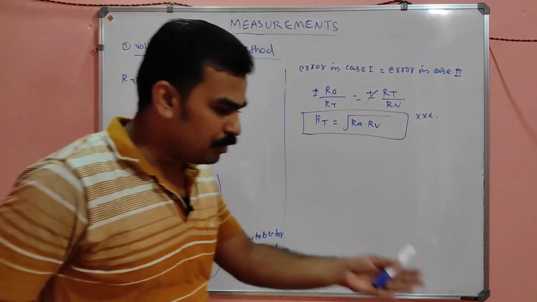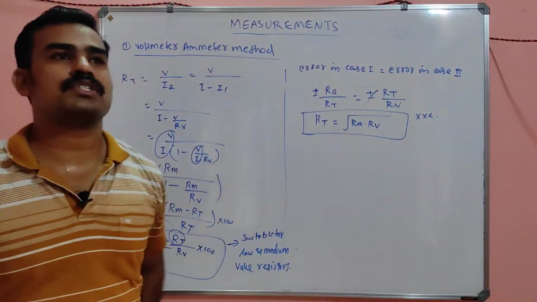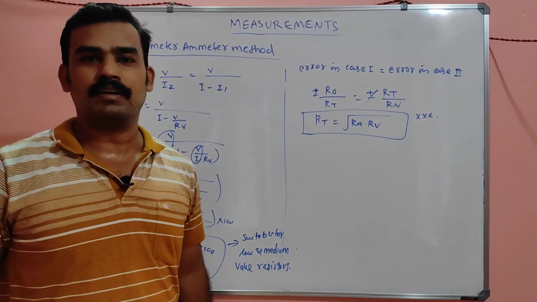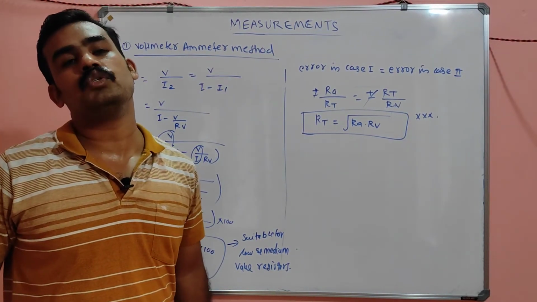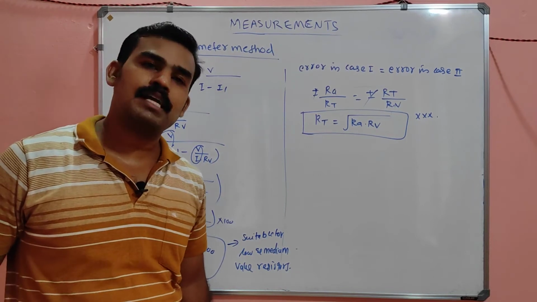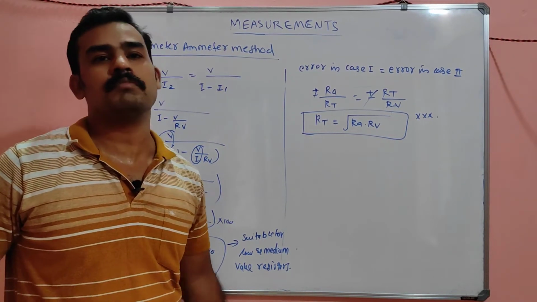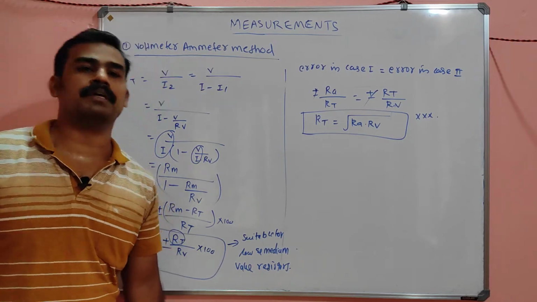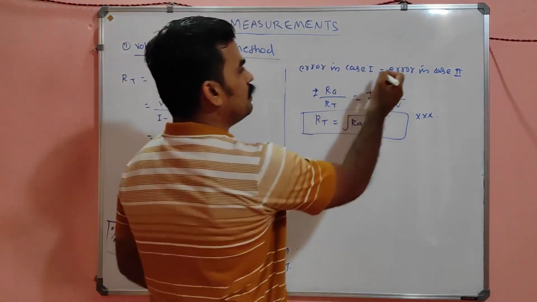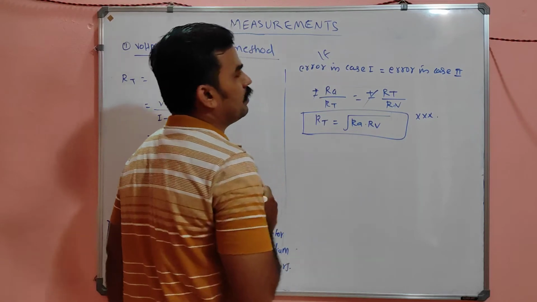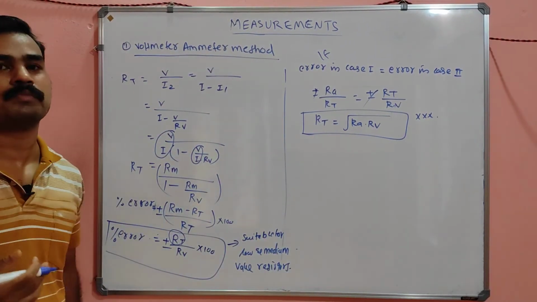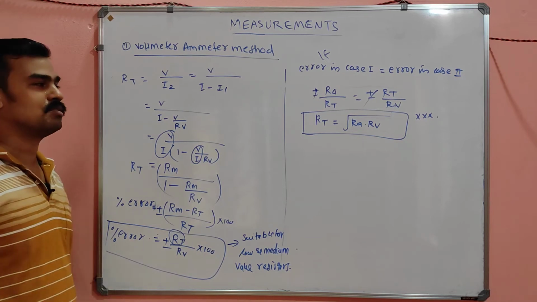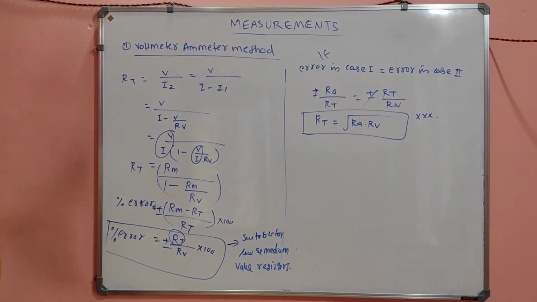So in the examination, only the resistance of the voltmeter is given, only the resistance of the ammeter is given, then you can find the true value of resistance by using that voltmeter and ammeter. This is not always true, this is only if error in case 1 equals error in case 2. Sorry, it is not always true that error in case 1 equals error in case 2.